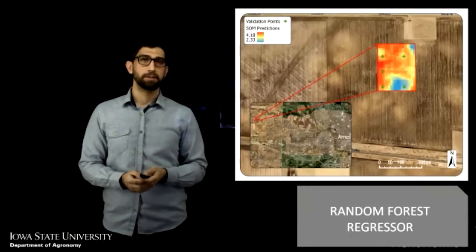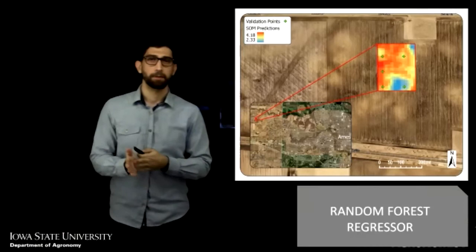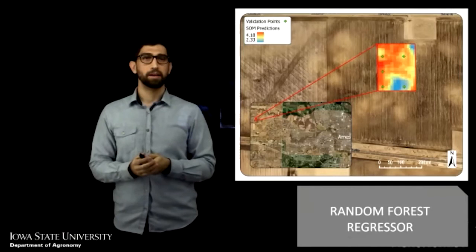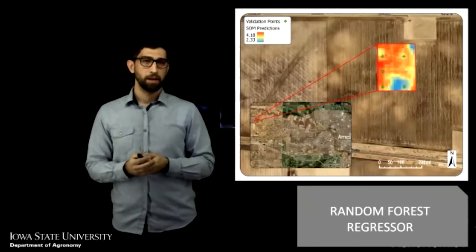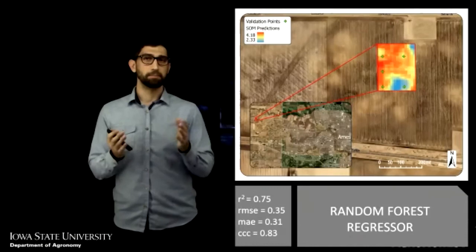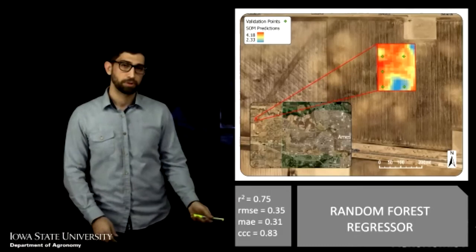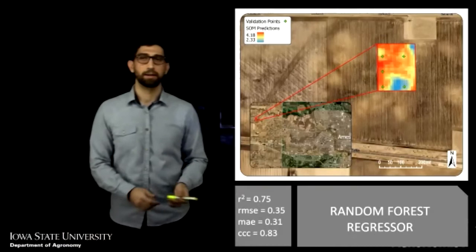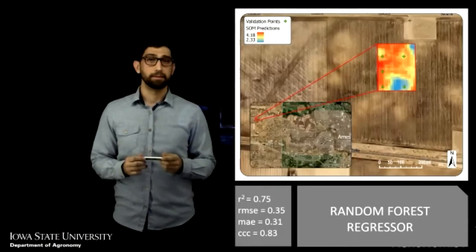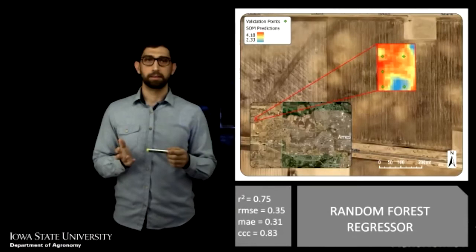In this map, bluish areas show lower soil organic matter content, and reddish and yellowish areas show higher soil organic matter content. I validated the map using validation points. So I trained the model, and then I used out-of-bag samples to validate my model. My metrics were R-squared, RMSE (root mean squared error), mean absolute error, and concordance correlation coefficient. And these are the values that I got as a result. First, you should be satisfied with your validation, because no one wants to interpret a badly performing model, right? So first, make sure that you are satisfied.